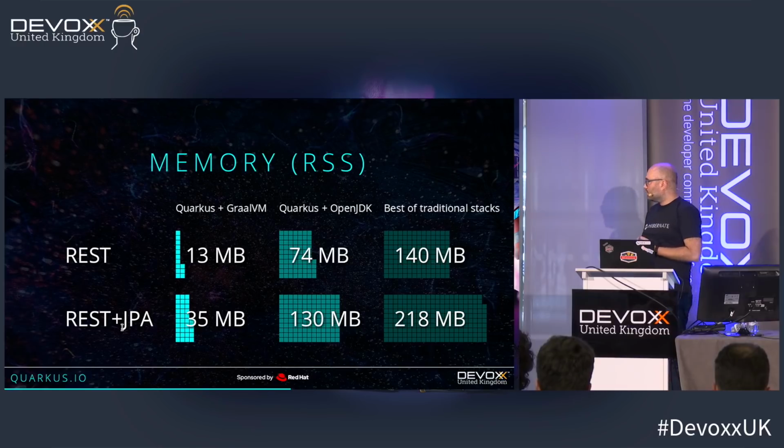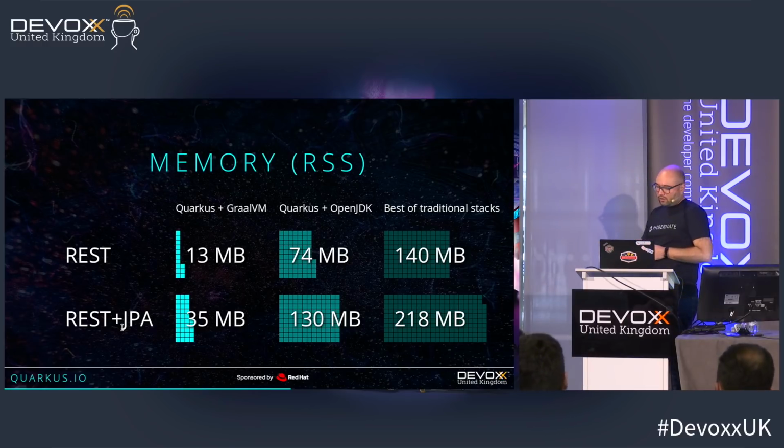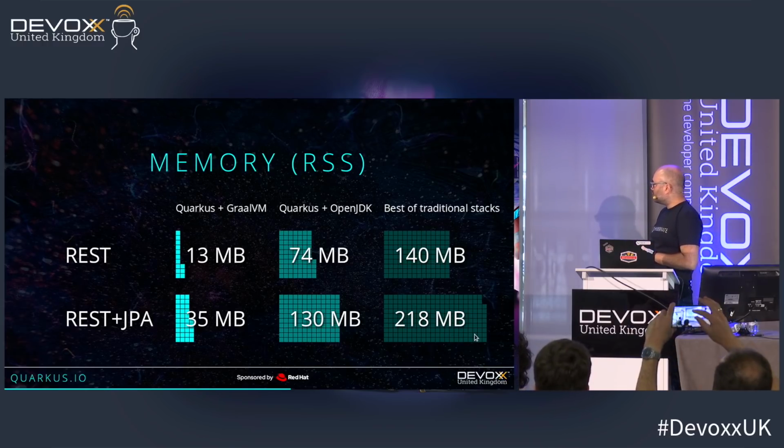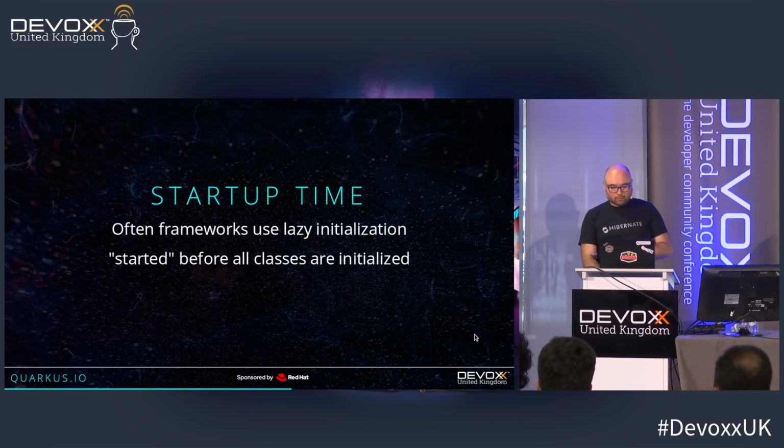So you have Hibernate, but also a connection pool, the JDBC driver, a transaction manager, a caching library, and I'm probably forgetting some more. Now, in that case, traditional stacks will be at least 280 megabytes, with Quarkus running on JVM at 130 and 35 megabytes in native. But let's see bootstrap times.